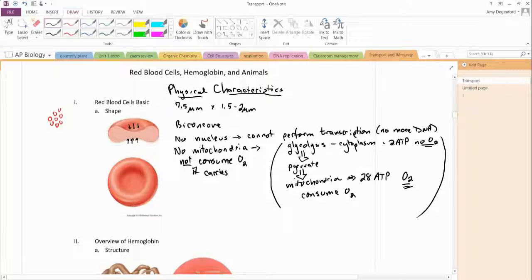You might recall, if you were in honors anatomy, that I used the analogy of a donut delivery dude, and the last thing we want our donut delivery dude to do is eat the donuts he's carrying. And so just as the donut delivery dude does not eat the donuts he's carrying, we do not want the red blood cell to consume the oxygen it's carrying.